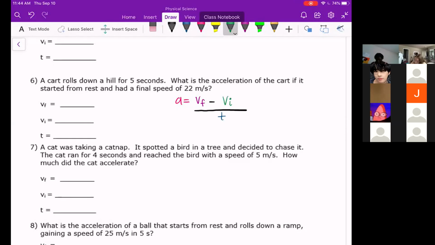So remember, if you're confused because you're missing a number, if something is at rest, what is the velocity? Right? If something's at rest, the velocity is 0, okay? So anytime something starts at rest or it stops, the velocity is 0.